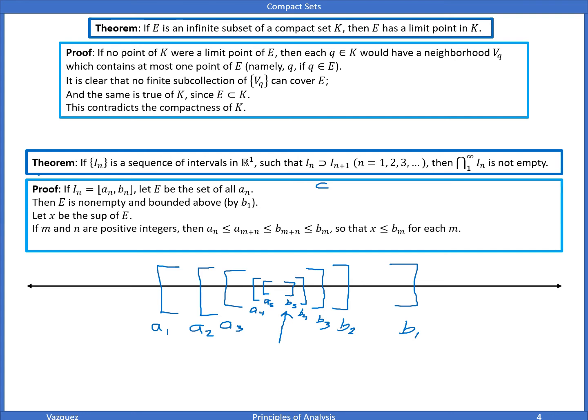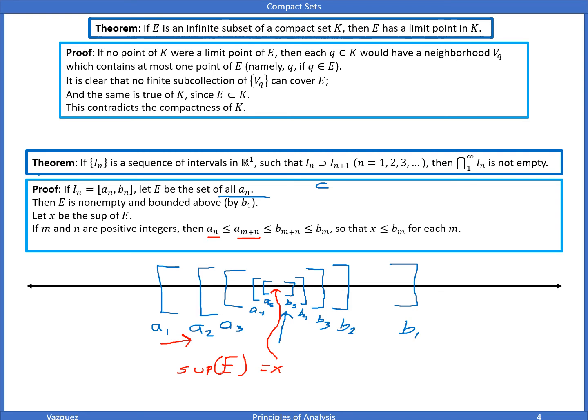And again, E is the set of all A sub n. So the supremum of E is equal to x, which would be somewhere here. If m and n are positive integers, well then A sub n is less than or equal to A sub n plus 1, right? Because as we're increasing from 1, 2, and so on, the number is getting bigger, right? So it's greater than or equal to it.